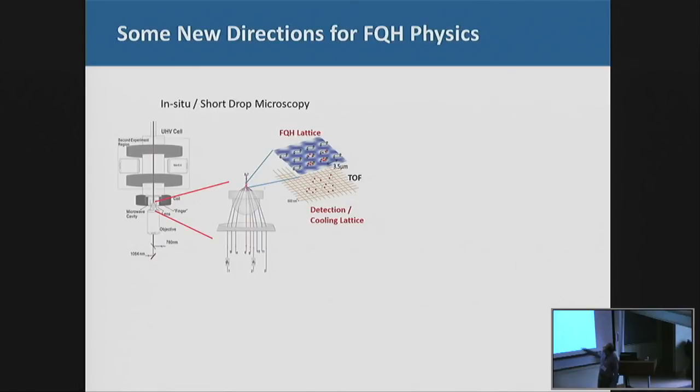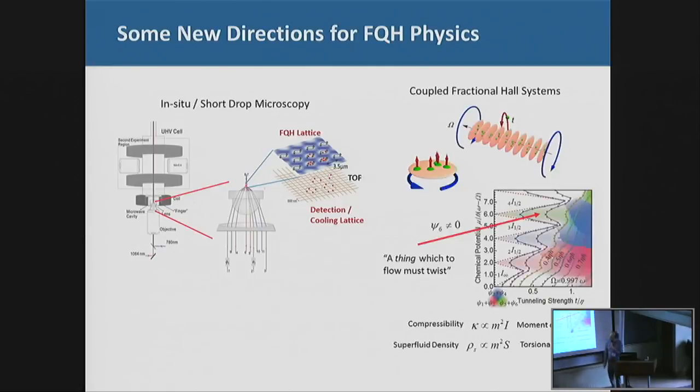So what we'd like to do is in situ microscopy, where we can actually resolve each one of these sites. Now, one of the things I didn't tell you before is that these sites are about 3.5 micron apart. So this is actually relatively easy for us to do. We don't have to get all the way down to half wavelength resolution.